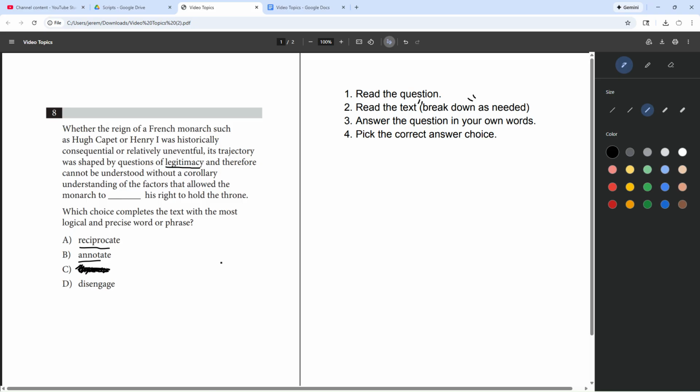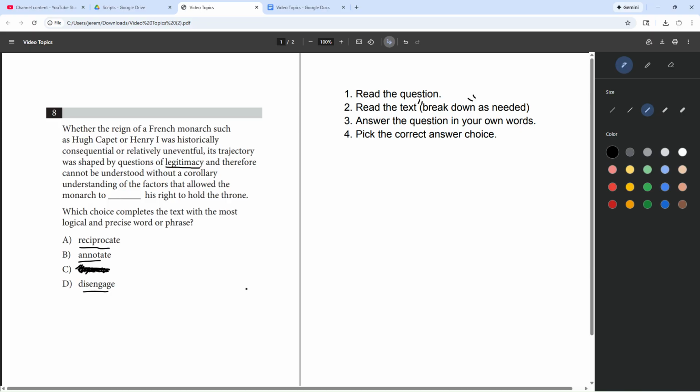Annotate means, I'm annotating a text when I highlight stuff and write stuff in the edges of wherever the text is. And so that's annotating something. Does that mean obtain? No, not at all. That makes no sense, right? Annotating wouldn't make sense here. Doesn't mean the word obtain. Let me move on. Disengage.